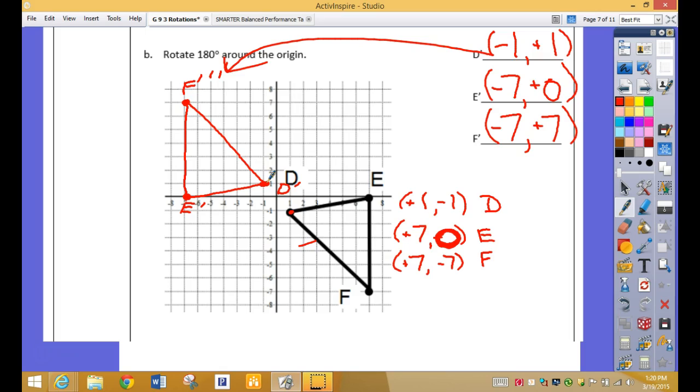And what did we just do? We rotated what? 180 degrees around the what? Around the origin.